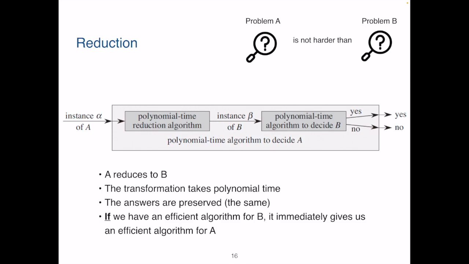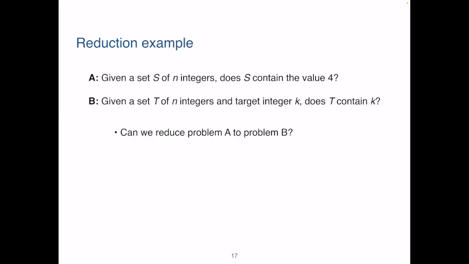We say A reduces to B if we can use a polynomial time reduction algorithm that converts instance alpha of A into instance beta of B. If there is an efficient polynomial time algorithm for B, we instantly get an efficient polynomial time algorithm for A, since a polynomial plus a polynomial is still a polynomial. Here is an example. Although both problems are extremely simple, let's focus on the relationship between them rather than their exact solutions.